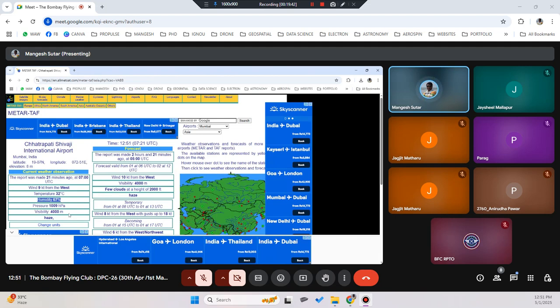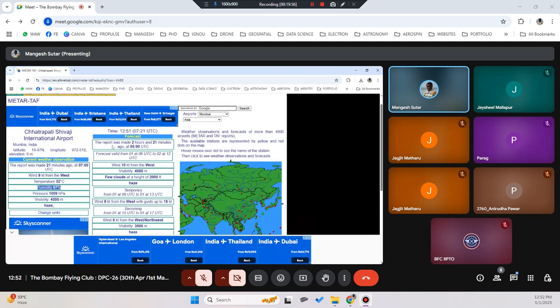Visibility is 4,000 meters. That means I can have good visibility up to 4 kilometers. I told you, this climate is sunny outside, but a little hazy. Clear hai, but little bit haze bhi hai. Now what is the forecast? You can see the forecast was made 2 hours 21 minutes ago. The forecast is valid from 1 till 2, at 12 UTC.